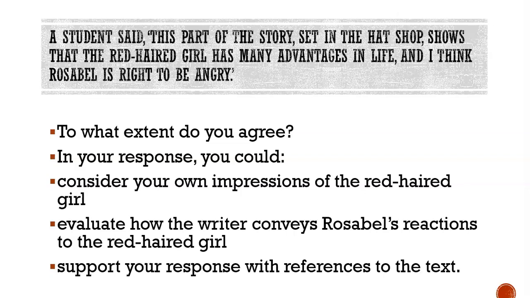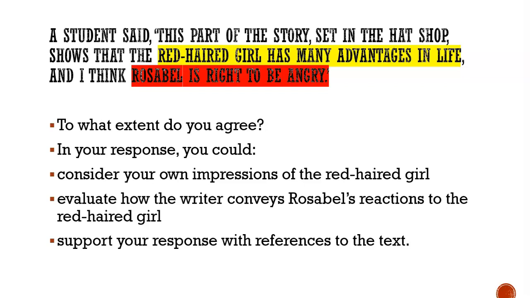Okay, the evaluation question. It's a big old question, it's worth 20 marks, but there are strategies to deal with it. Now, I want to break down how to do this. The first thing to recognise is that there is going to be 2 parts to the question, 2 parts to the statement. In this case, the red-haired girl has many advantages in life, and the second part, Rosabel is right to be angry. Now, you must always mostly agree.